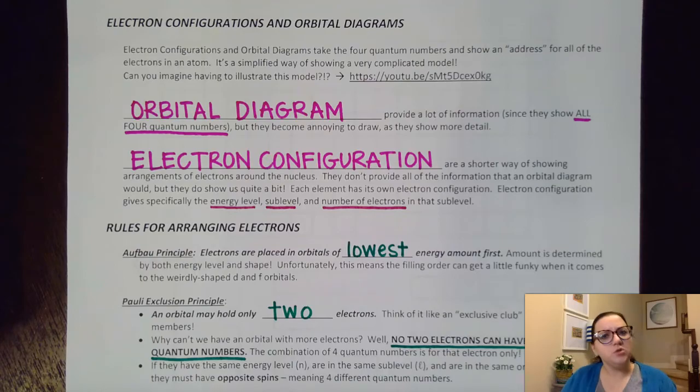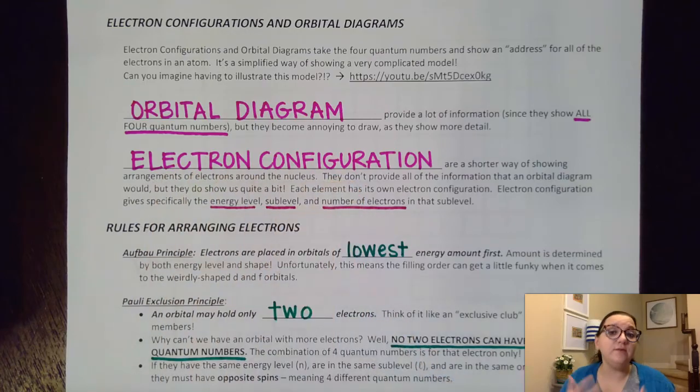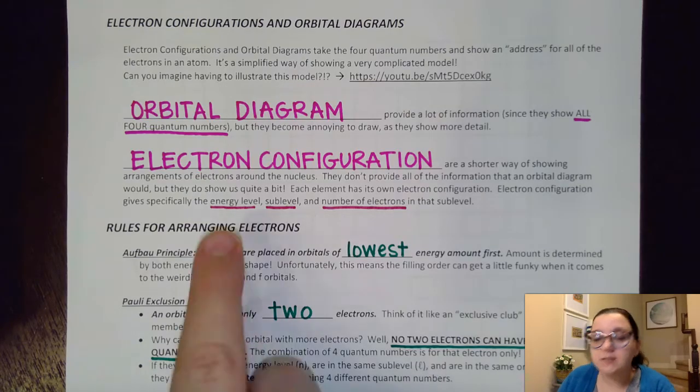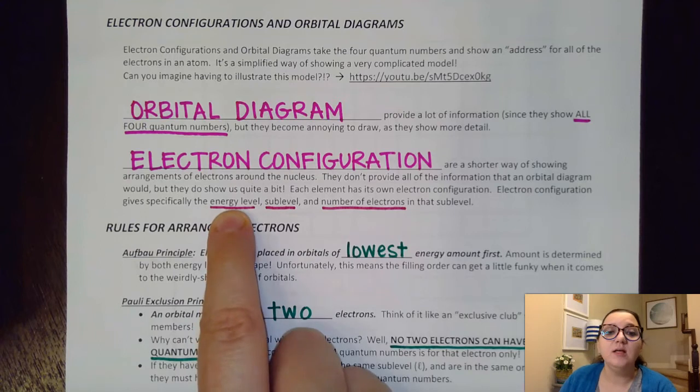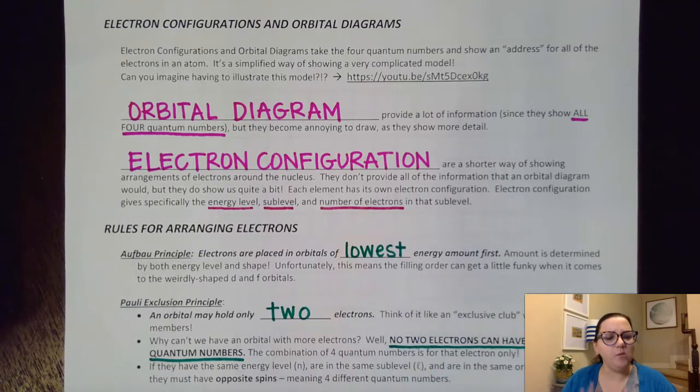So we're actually going to start with writing what is called an electron configuration. It's kind of an abbreviated address. It shows some of the information, but not quite all. You'll notice it's going to show us the energy level, the sublevel, and the number of electrons in that sublevel. I think it's often helpful to start with an electron configuration, and then if necessary, you can continue on and construct an orbital diagram for it.